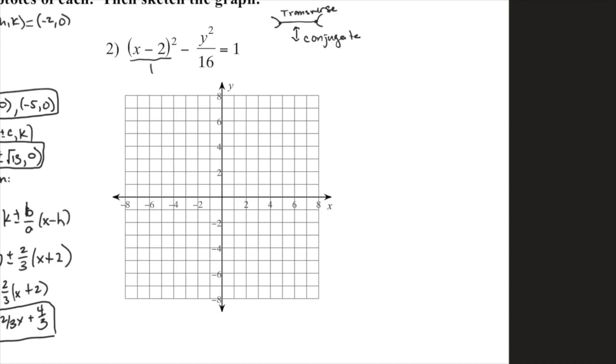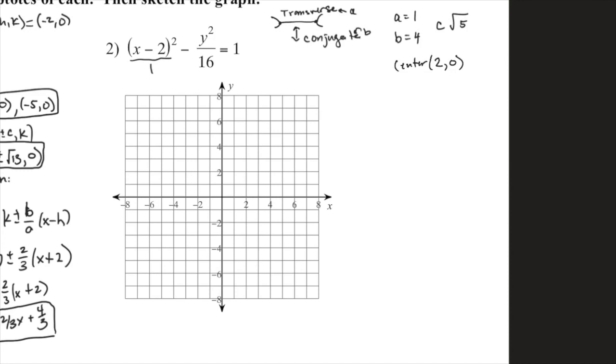Not a big deal that you remember those, but sometimes I need to know that A is going to go with transverse and B is going to go with conjugate. Those are the things I want to make sure I do remember. Let's write it all out. Okay, A in this problem is going to be 1. B squared is 16, so B is 4. That means that C is going to be the square root of 5. We know that our center is going to be 2, 0.